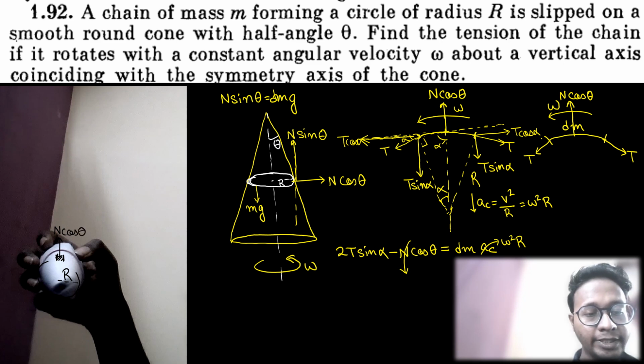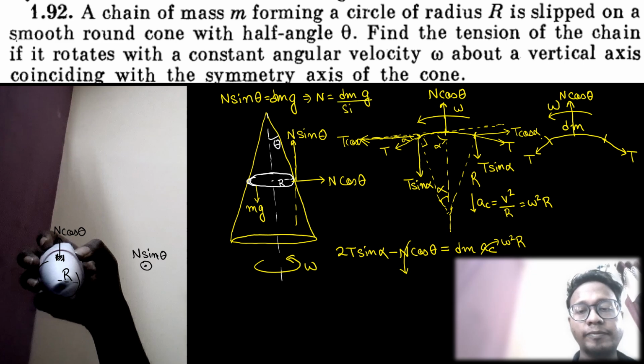The N sine theta that is towards you is only balancing the dm part of the mass, or dmg, because N sine theta out here would balance out the mass out here. Understood? So for this much element of the ring, N sine theta is equal to the elemental mass into g, or N is equal to elemental mass into g by sine theta.